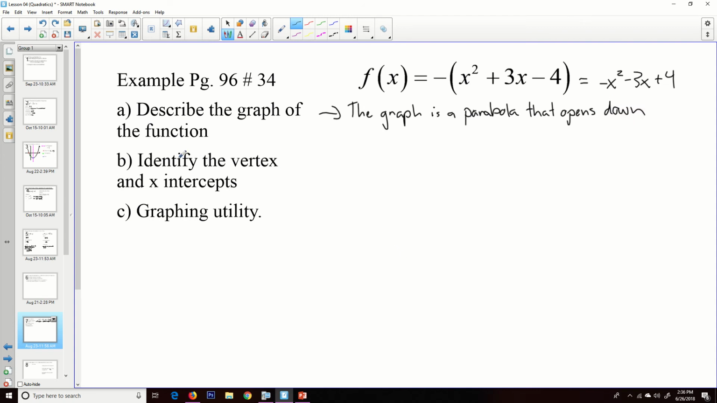All right, identify the vertex and the x-intercepts. Okay, well, we can do that too. So let's use this second form to identify the vertex. And since it's in general form, we're going to use x equal to negative b over 2a. And in this case, negative negative 3 would be positive 3 over 2 times negative 1, which is going to be negative 3 over 2.